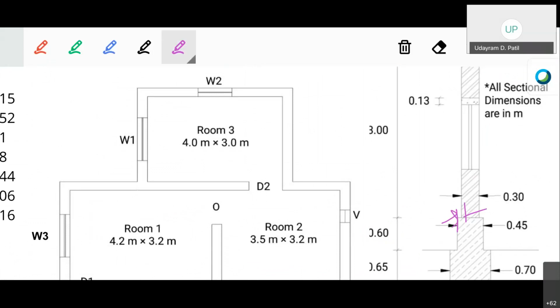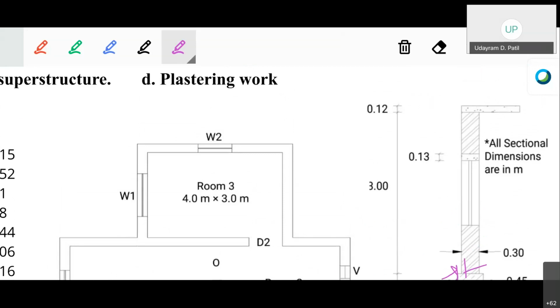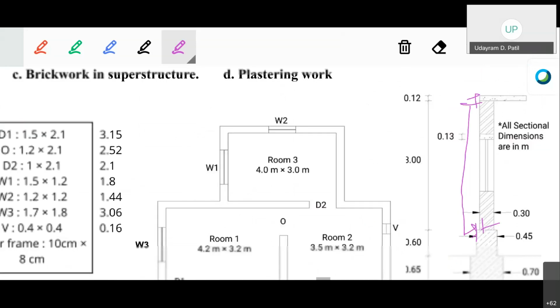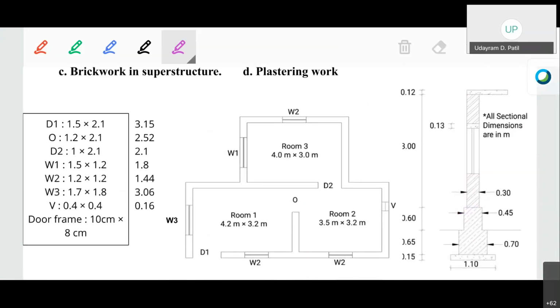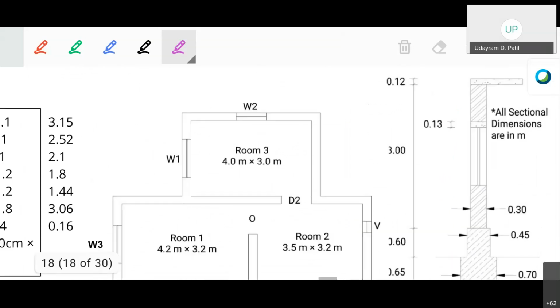Okay, how we calculate the offset, we already know, it was done in the previous lecture. So 0.6 plus whatever that offset will be, I think the offset will be 0.075, plus height of the wall, that is 3 meter, up to here, plus height of the slab, that is 0.12. So calculate the total height for the external plastering.